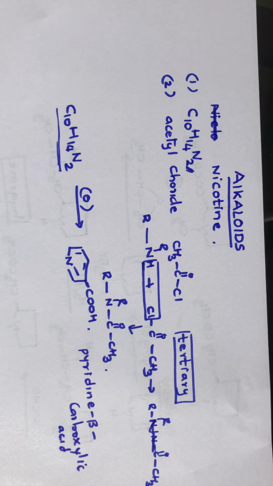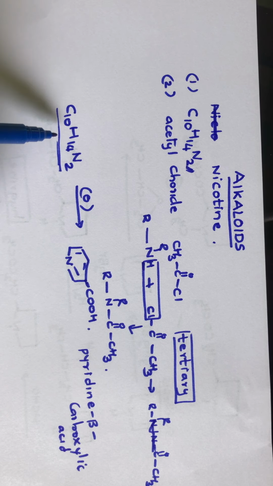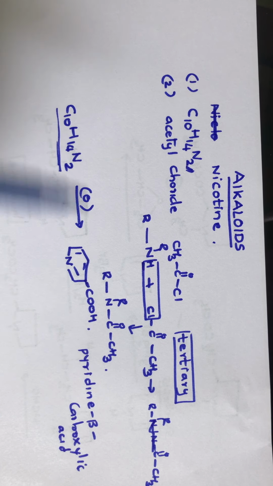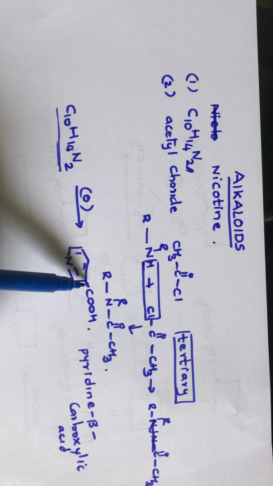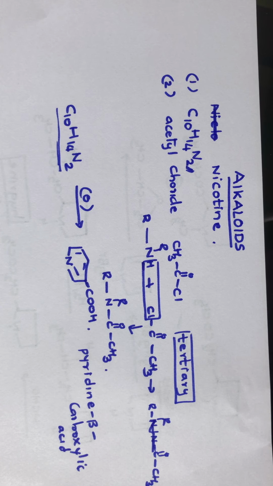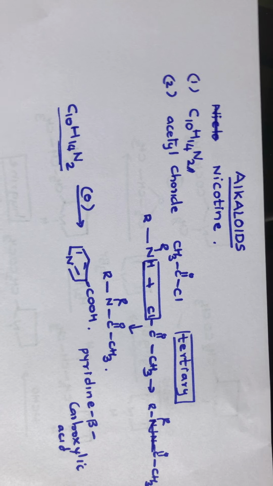Nicotinic acid is a pyridine beta carboxylic acid. That means this nicotine should contain a pyridine molecule. That is, it is a pyridine derivative with a side chain in the beta position. So from this it was confirmed that nicotine contains a pyridine nucleus. Now, next one is the nature of the side chain.